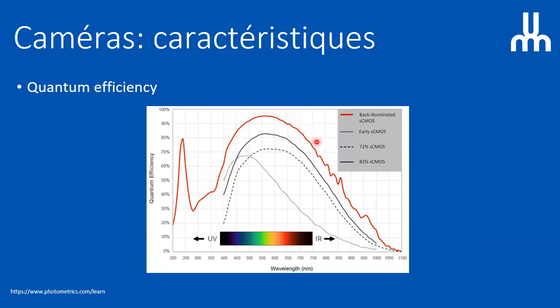This efficiency depends on the wavelength, and you see that, for example, the early CMOS that are here have a not so good efficiency in the infrared, so you cannot see your Cy5 or Cy7, but we are pretty good here. We are at 60%. Now we are reaching 90% at the peak, which is between the green and the red.